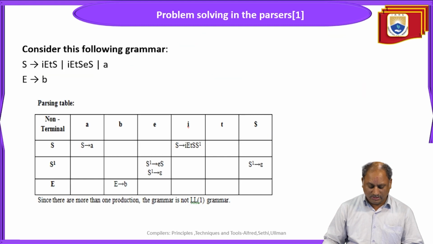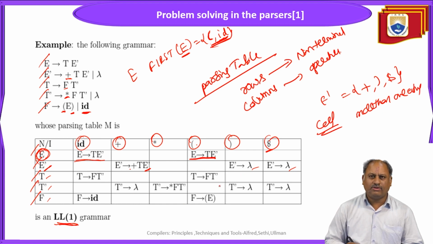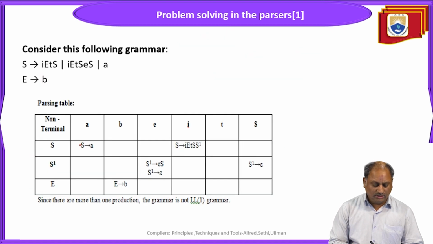So for example, after making the entries, verify any cell which contains more than one entry. If any cell contains more than one entry, then that is not an LL1 grammar. So the grammar is to be considered plain, without repetition. So here in this grammar, if you observe the non-terminals and the inputs applied, that is A, B, E, I, T, S variables.